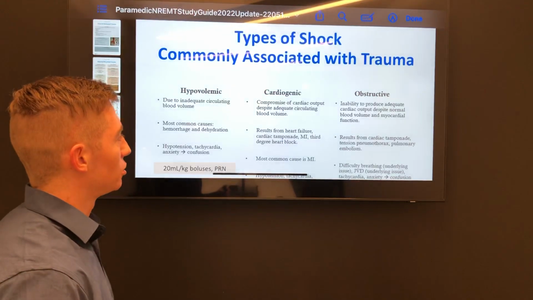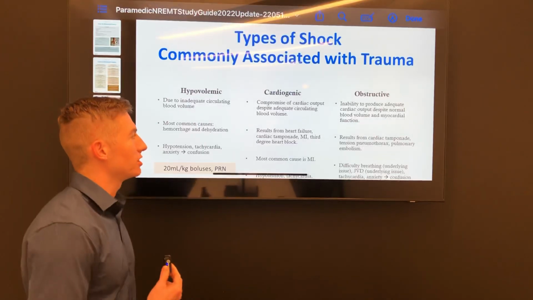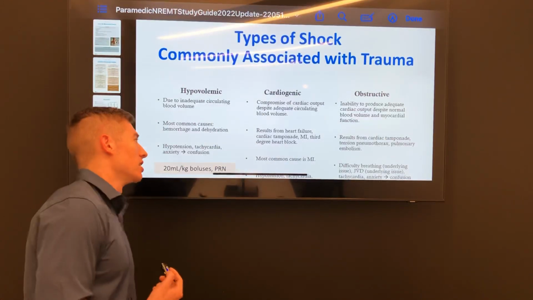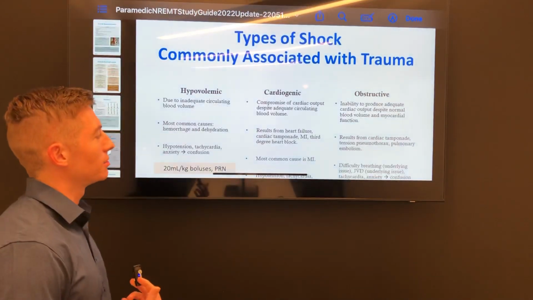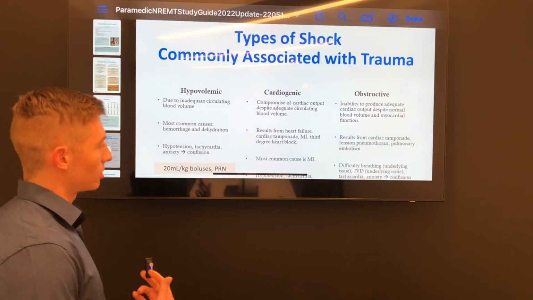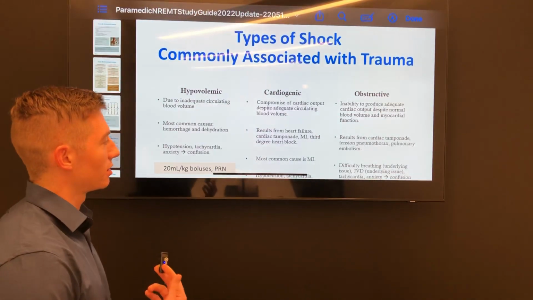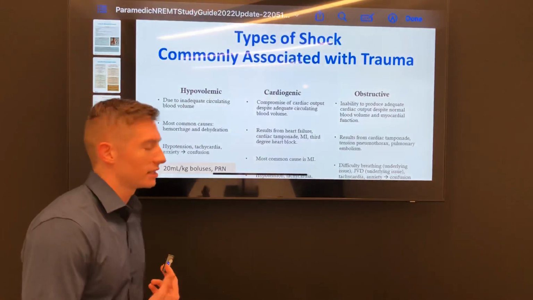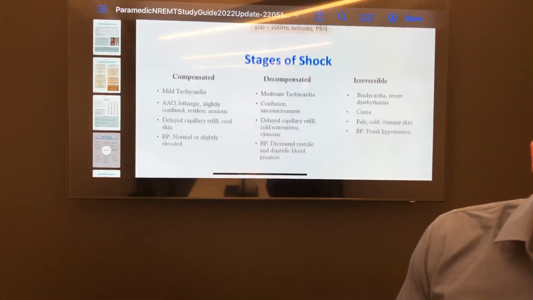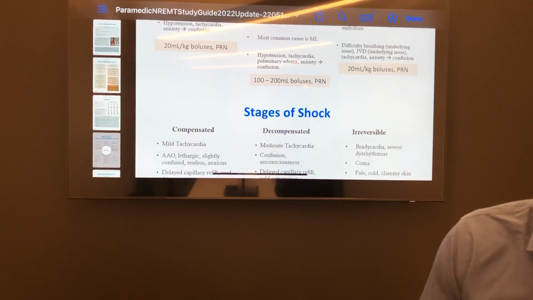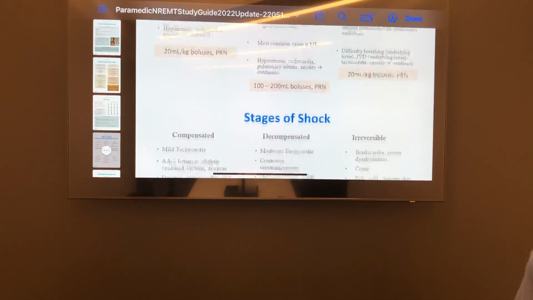Obstructive, inability to produce adequate cardiac output despite normal blood volume and myocardial function. Results from cardiac tamponade, tension pneumothorax, pulmonary embolism, difficulty breathing, and underlying issue. You're going to see JVD. Tachycardia, anxiety, and confusion can also result from this. All these treatments are roughly the same with the exception of cardiogenic shock.